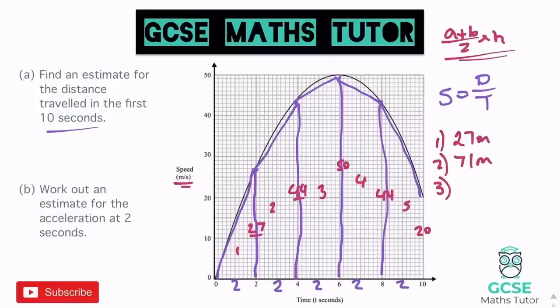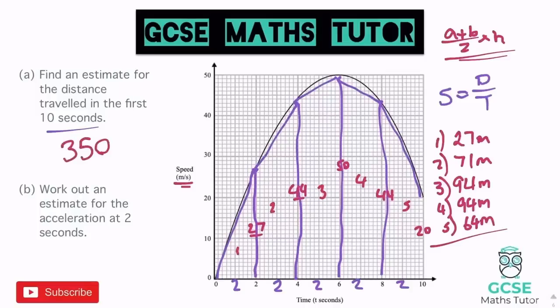Number 3 is 44 plus 50, so 94 meters. Number 4, 50 plus 44, is 94 meters again. And then number 5 is 44 plus 20, so 64 meters. All we need to do is add them all up, which I'm going to do on the calculator. 27 plus 71 plus 94 plus 94 plus 64 gives us a total distance of 350 meters. Let's put that down the bottom there, 350.